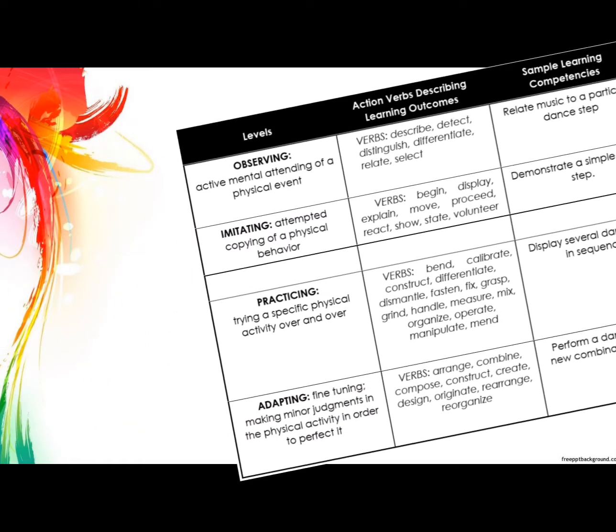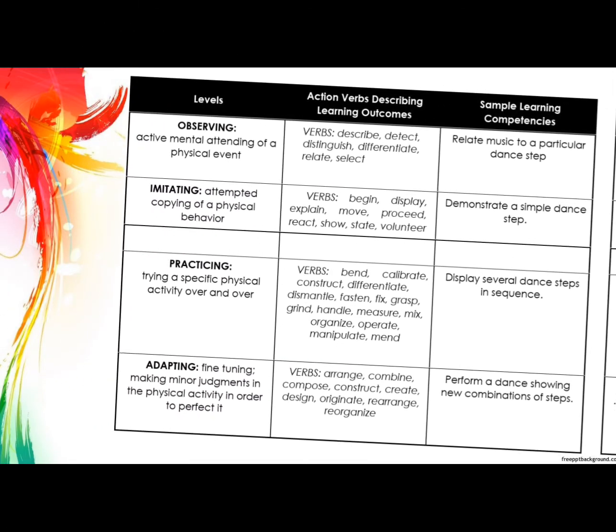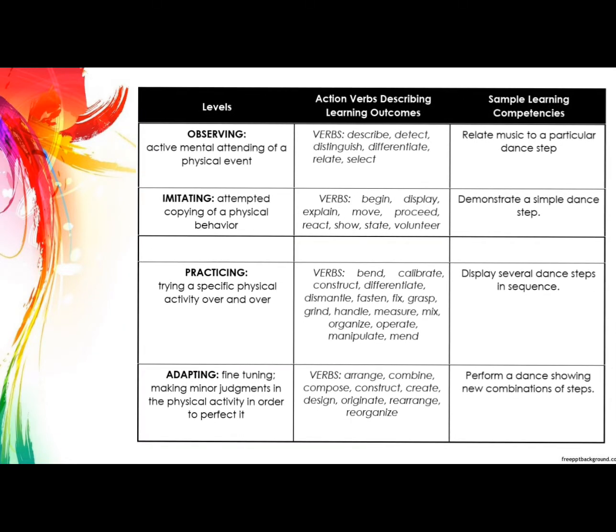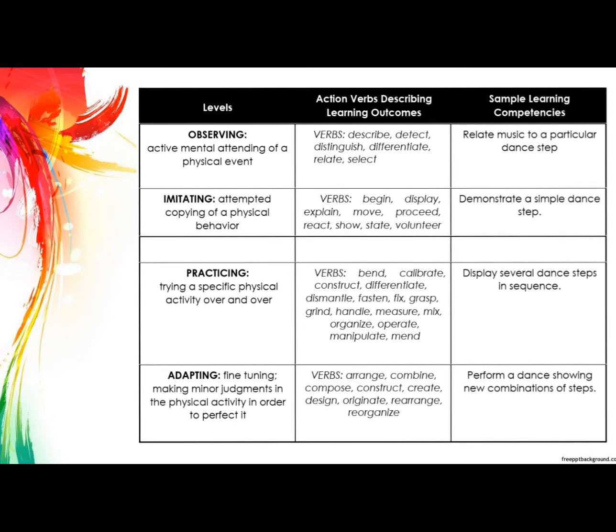So, okay, this is the example version for the psychomotor domain. It is the same one as in the cognitive domain. We can see the level, action verbs describing the learning outcomes, and sample learning competencies. For example, for the observing level, it is an active mental attending of a physical event. Verbs used in the level are detect, distinguish, differentiate, relate, select. And the sample learning competency is to relate music to a particular dance step, and then it follows.